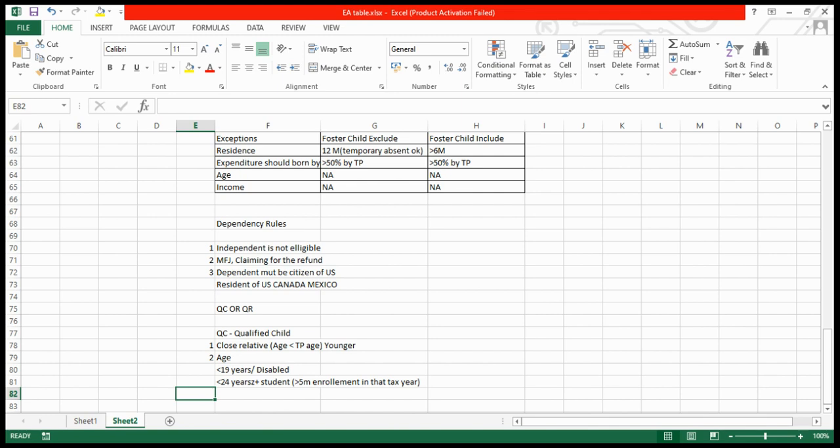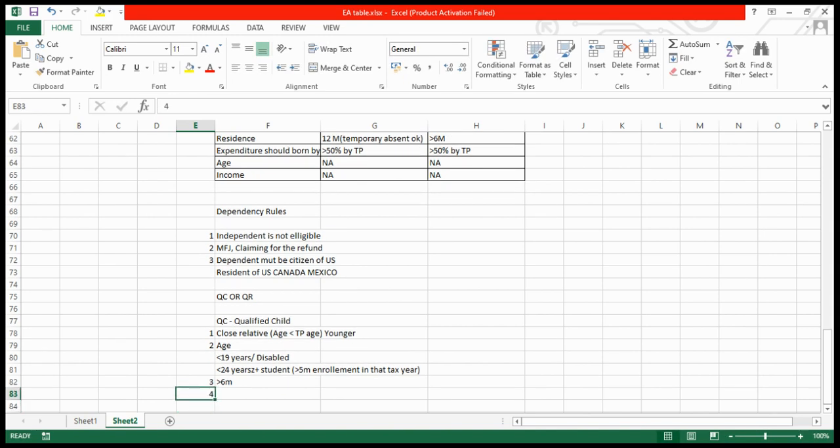If someone is less than 24 years, then you need to check on his enrollment for any student course. That course should be more than 5 months. Then they can be part of qualified child. The third condition is he should stay with the taxpayer for more than 6 months. The residence should be more than 6 months.